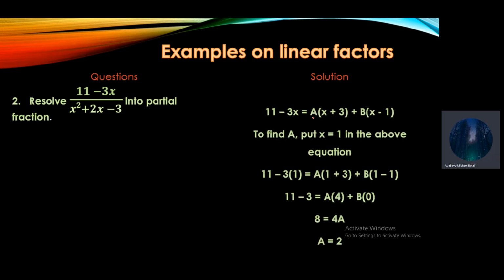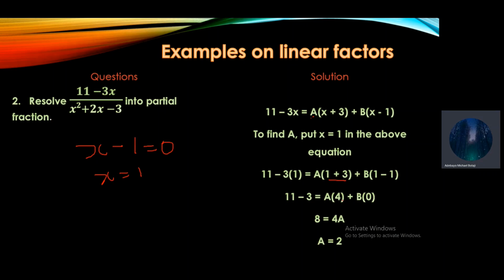Now, as I said in the first example, when you have something like this, what is the factor attached with a? In this case, it is x minus 1. So we equate x minus 1 to 0 and x will be equal to 1, right? So we put x equals 1 into our equation. We have 11 minus 3 into 1 equals a into 1 plus 3 and b into 1 minus 1. 1 minus 1 is 0. 1 plus 3 is 4.